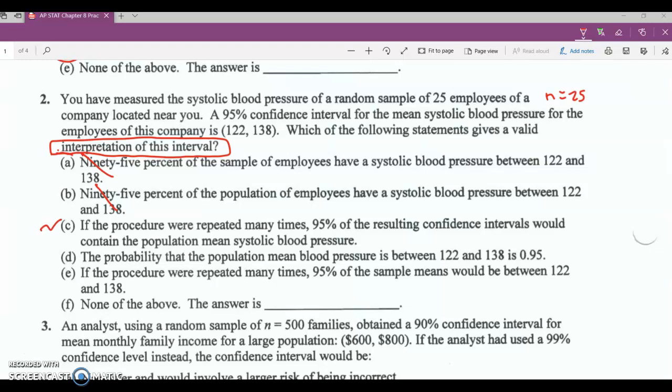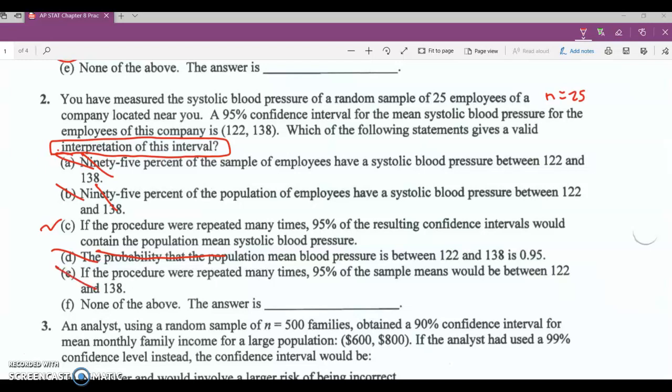The probability that the population mean, well, we know confidence intervals are not probabilities, so that's a trap. I'm not going with that one. If the procedure repeated many times, 95% of the sample means would be between 122 and 138. No, that's not the interpretation of the level. It's 95% of the intervals generated would contain mu. So E is no good.